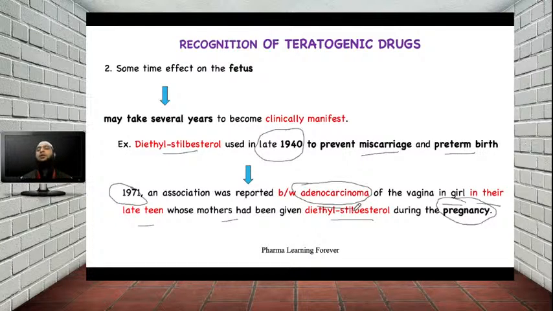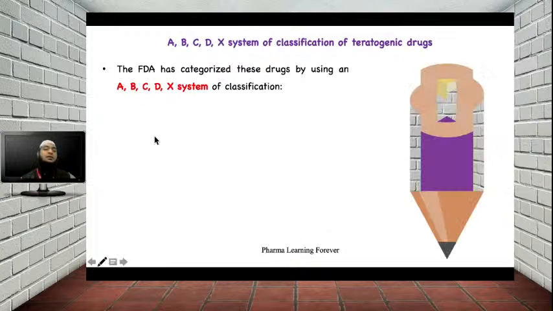So likewise, there could be many drugs that may produce long term effects that could not be traced back. This is also the major problem while recognizing drugs which are teratogenic in nature. So as a pharmacist and as a physician, you must have a good database so that you can ensure that a safe drug is given to the pregnant woman.